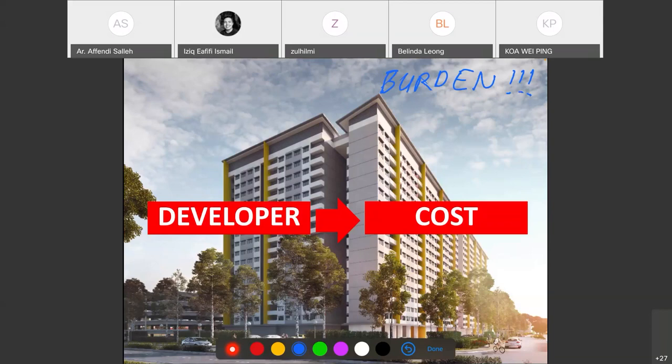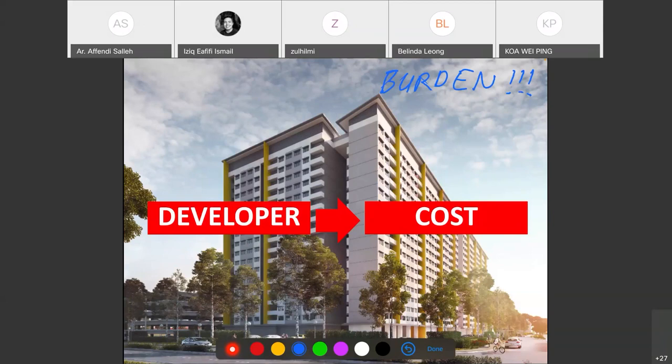Developers are private entities whose objective is to make money. You cannot fault that. It is how the market works. Yeah. To the developer, it's the government's responsibility to build housing. But the law doesn't say that.